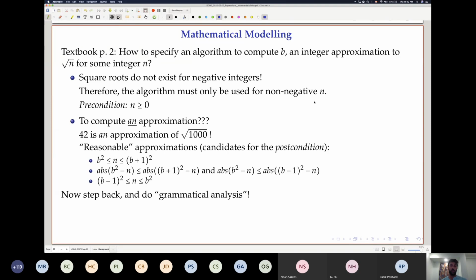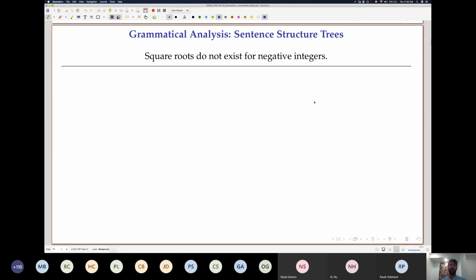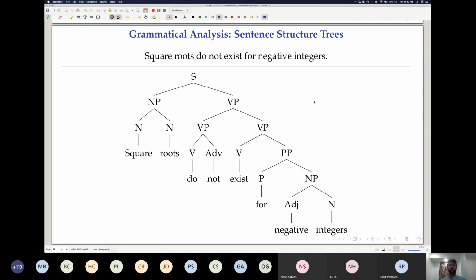And just as we did before with the English setting, we can perform some grammatical analysis, right? So square roots do not exist for negative integers. Again, we have a main sentence, square roots. We have some verbal clauses, verbal phrases, and some noun phrases, right? So if you're interested in this kind of stuff, you can see more of it in linguistics, and you'll see more of it in computer science, actually. So lots of fun stuff.